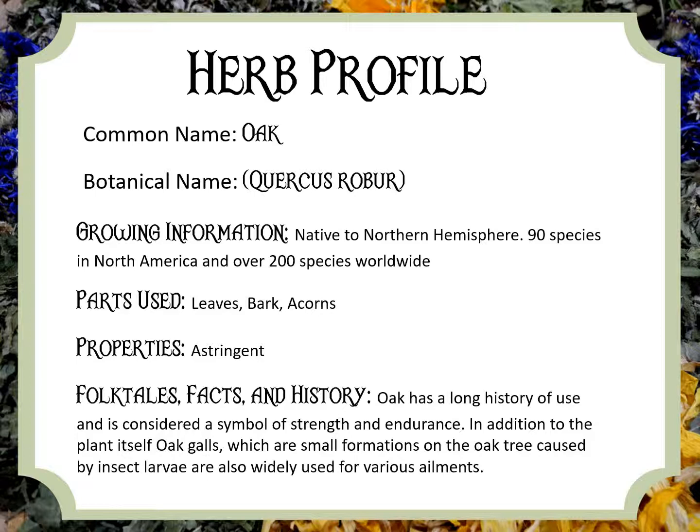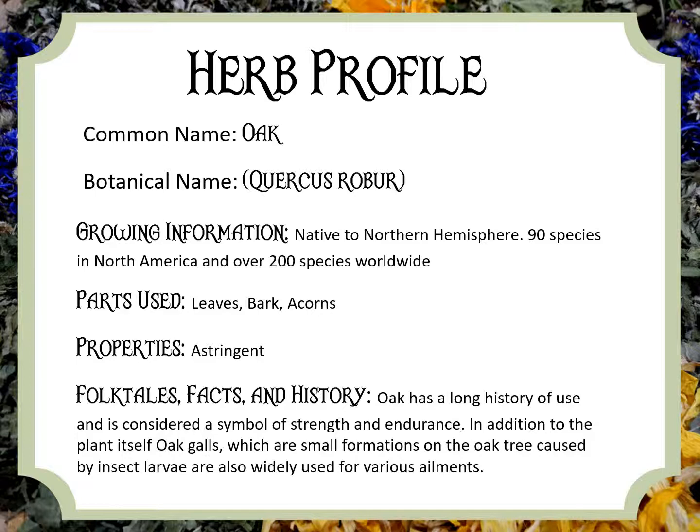Not only are the leaves, bark, and acorns of the plant used, but something that grows on the oak tree called oak gall, which are small formations on the oak tree. They're caused by insect larvae. Oak galls are also widely used for various ailments. So they're not grown by the oak so much as they're grown on the oak.